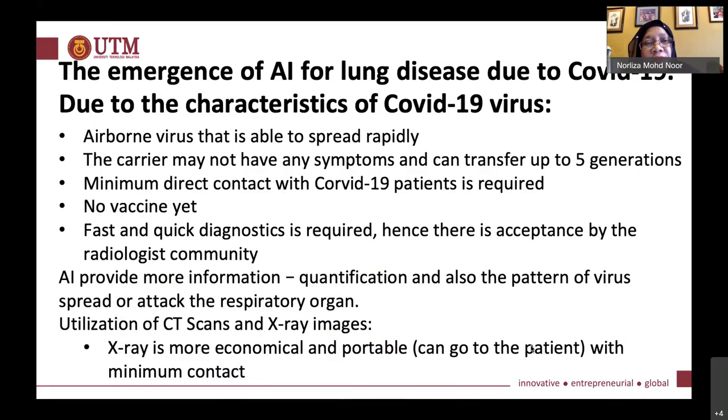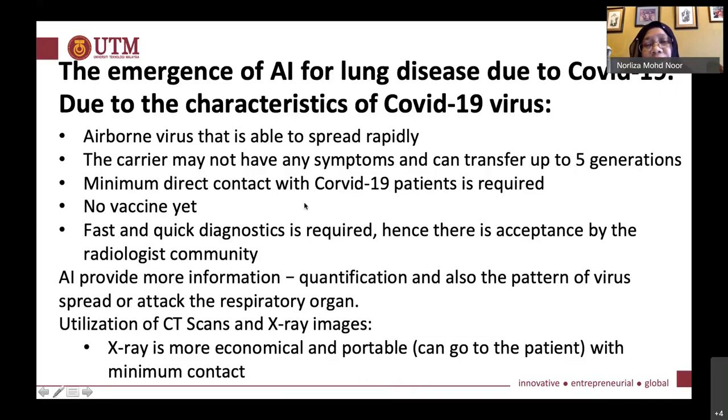Why? Because the airborne virus, compared to TB and other pneumonia, this airborne virus, COVID-19, is able to spread rapidly. They tend to have a longer lifespan and can stick even to a person who does not have symptoms. They may carry it without any symptoms at all, and they can transfer it up to 5 generations. Imagine, A has the virus, meets B, close contact, maybe shakes hands, then B meets C, shakes hands, C meets D, D shakes hands with E. So E can get the infection. And this is already proven in the Malaysian scenario.